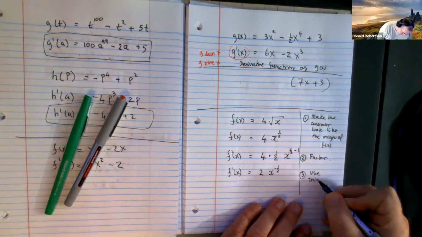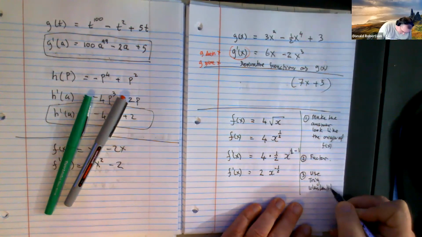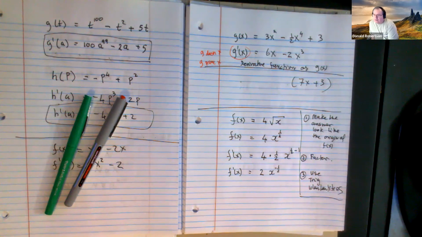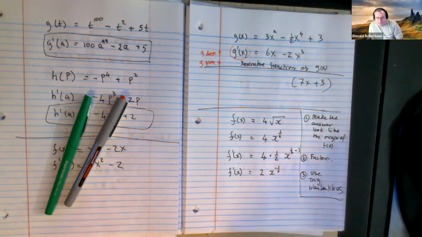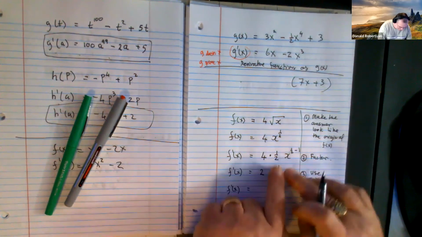Use trig identities. Now that third one will only play in functions that have got sine x's in them, and cosine x's and sine squares. So you won't worry about that third one for a few weeks. Right, now, mathematically, that guy doesn't look like him.